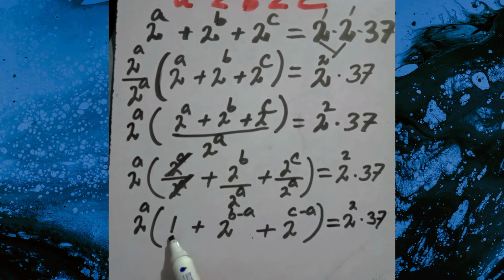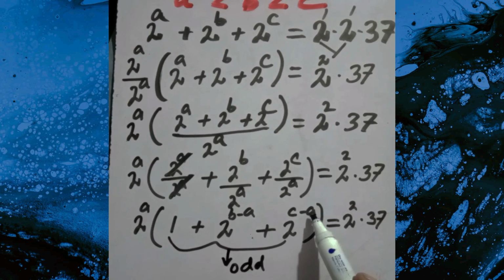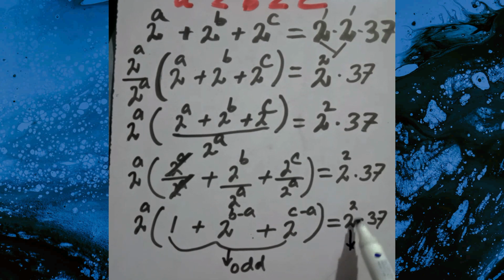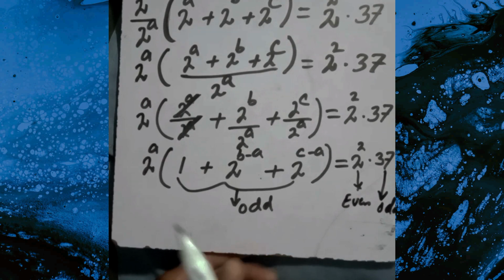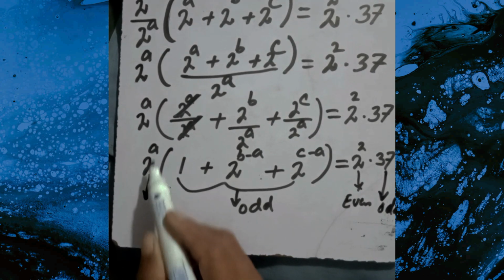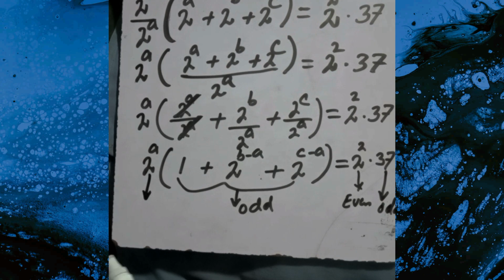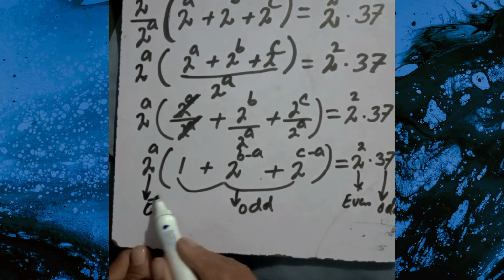Now look here, the whole term in the brackets is an odd number. How do we get this odd number? If we put in the values of a and c, we get a whole odd number. And here if you check, similarly, this is 2 exponent 2, an even number, so we get 4. And here 37 is also an odd number. Similarly, look here, for 2 exponent a, if we give a the value 1, we get 2. If we put a equal to 2, we get 4, which is also an even number.